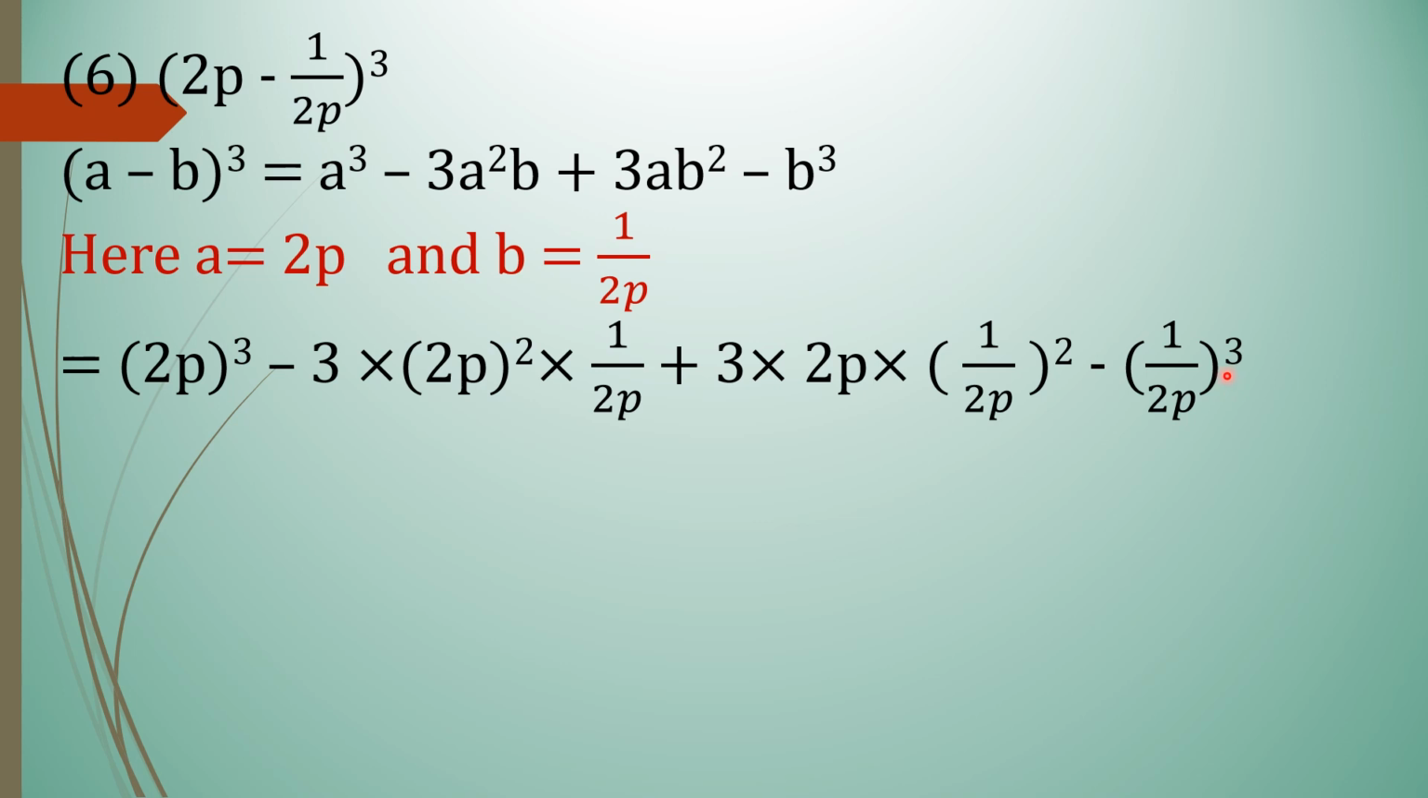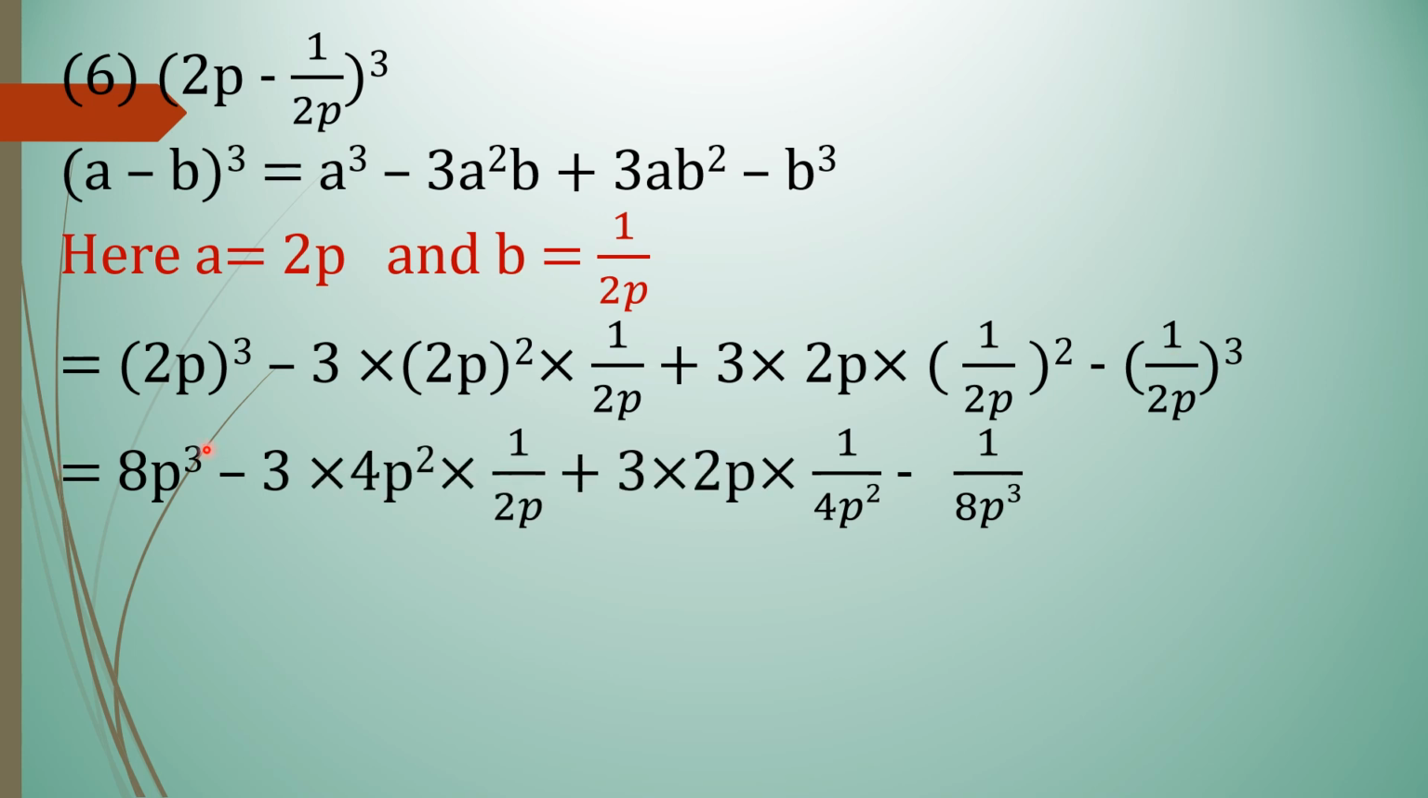So it will become 2p the whole cube minus 3 into 2p the whole square into 1 upon 2p plus, now 3ab square will become 3 into 2p into 1 upon 2p the whole square minus 1 upon 2p the whole cube. Now further next step, 2p the whole cube will become 8p cube minus 3 into 2p the whole square will become 4p square into 1 upon 2p, you'll write down as it is, plus 3 into 2p into, now 1 upon 2p the whole square will become 1 upon 4p square minus, now this 1 upon 2p the whole cube will become 1 upon 8p cube. Okay, students, I hope you are getting it.